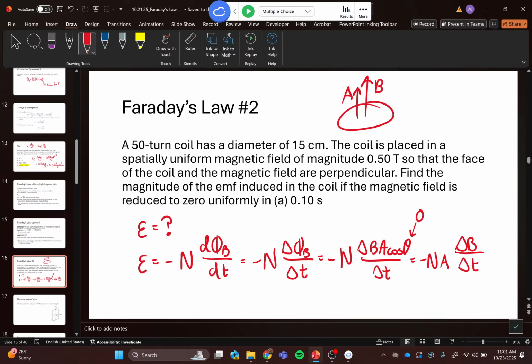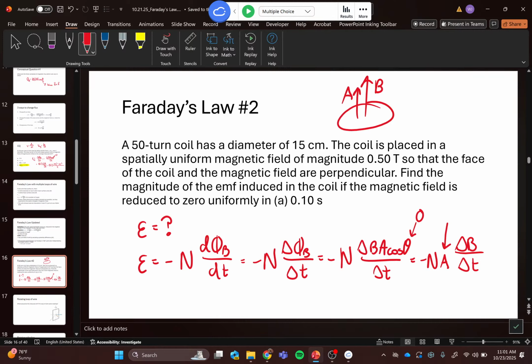Why is it parallel? It says here that the face of the coil and the magnetic field are perpendicular, so this is kind of the face of it, and it is perpendicular to that, so the area vectors are therefore parallel. It's not the best wording. There's a reason we like vectors. There's a reason we like the area vector. It's a bit more clear, but it'll do the job.